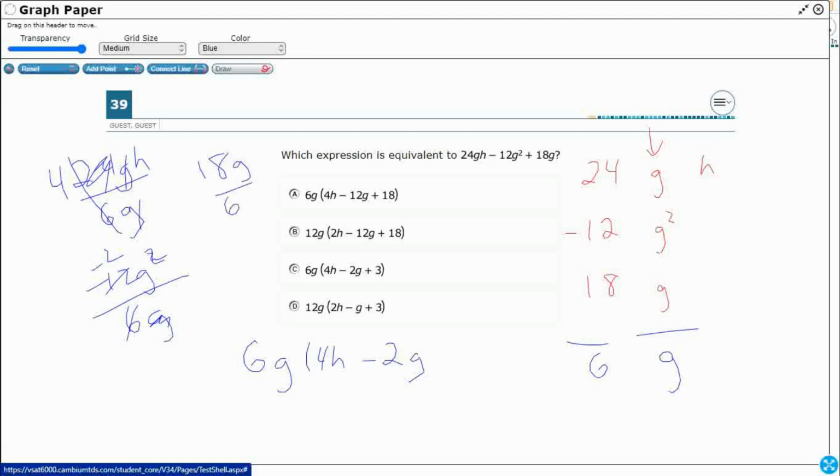18g over 6g. The g's cancel out, and that just becomes a 3. So just a plain old 3. All right, there we go. So we have factored it out. Our answer there is going to be C.